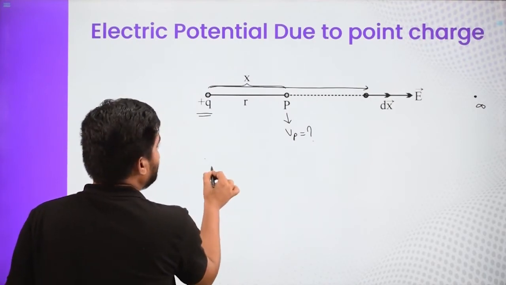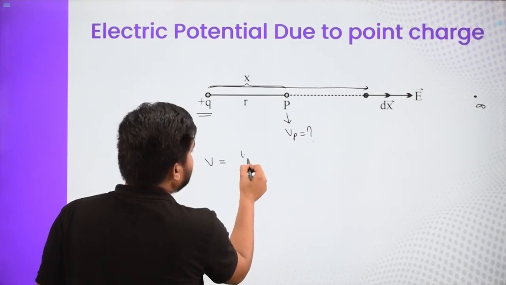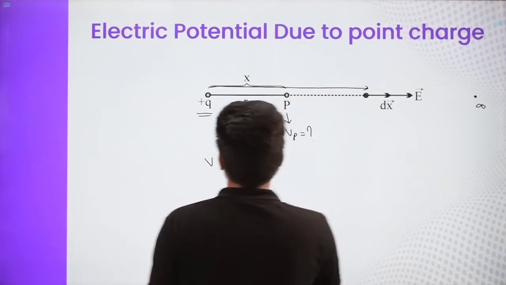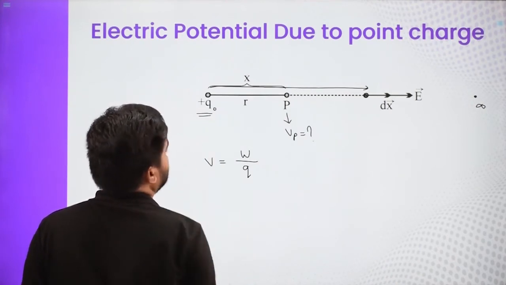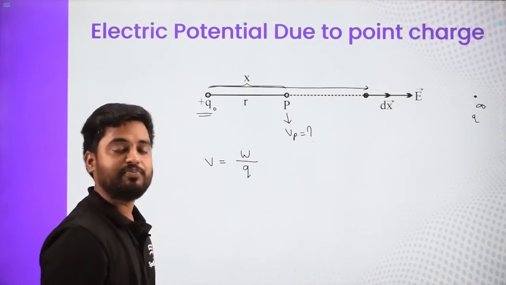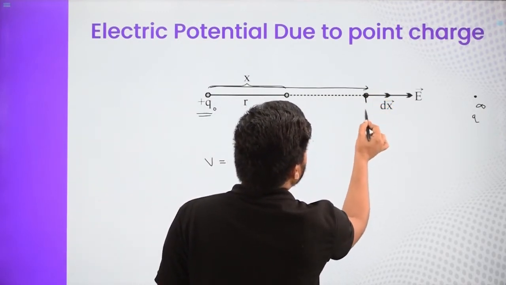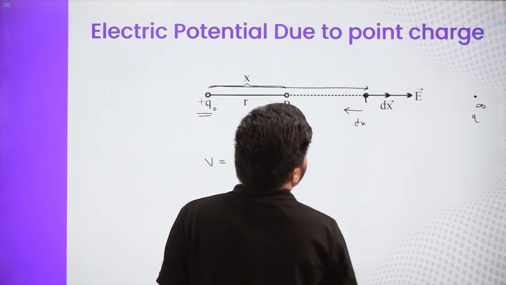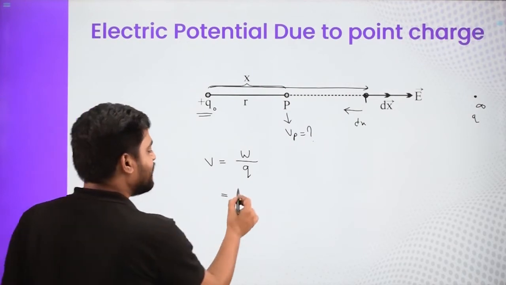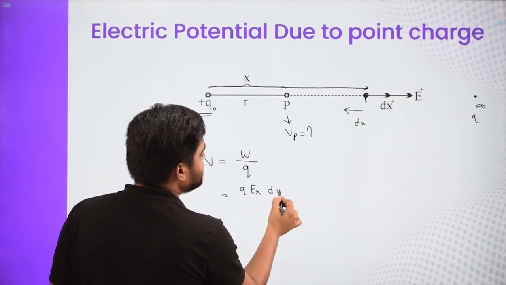Potential is defined as work done per unit charge. So I am taking a charge, let us call it q naught, and I am moving that charge all the way from infinity up to P. Let us say our charge is at a distance x, and now I am moving it in this direction by dx. Here the work done will be force into displacement. Force is q naught into electric field at x, and dx is the displacement.